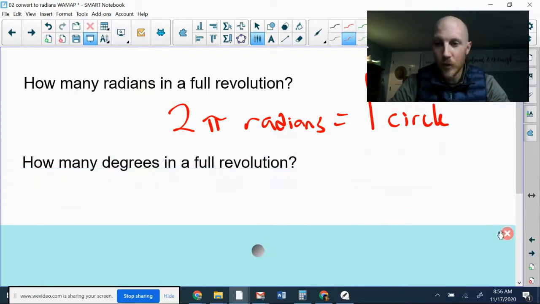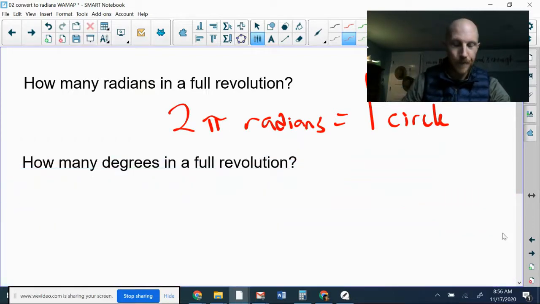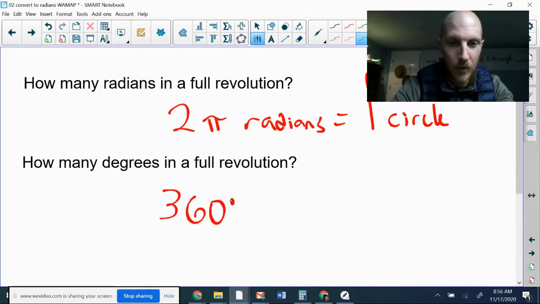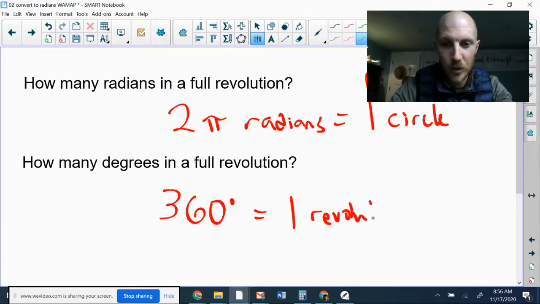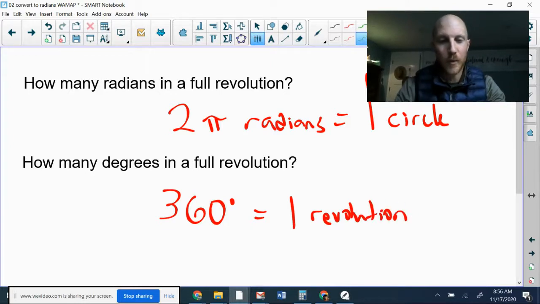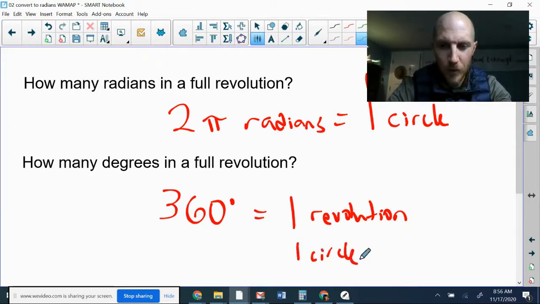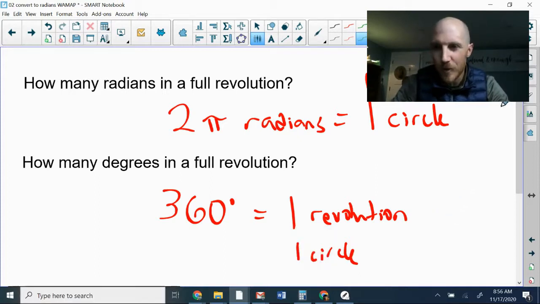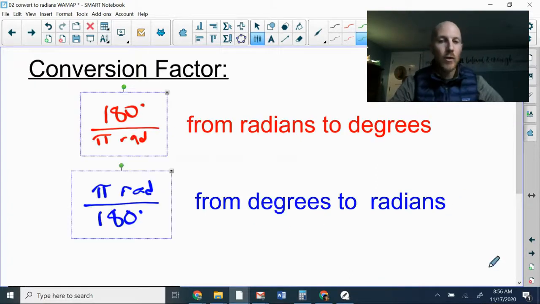How about degrees? How many degrees in one full revolution? Yeah, okay, so 360 degrees equals 1 revolution. If we're thinking direction angle, we'll rotate around 1 whole circle. Different words mean the same thing. We got to use things like revolution. This is going to be coming up in the next couple of days. It'll be important.